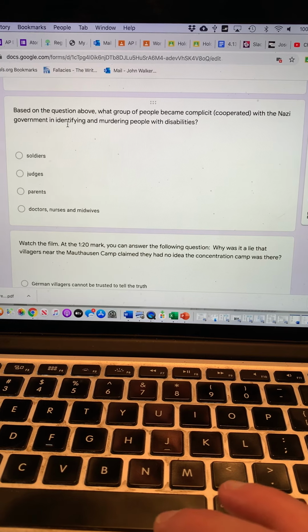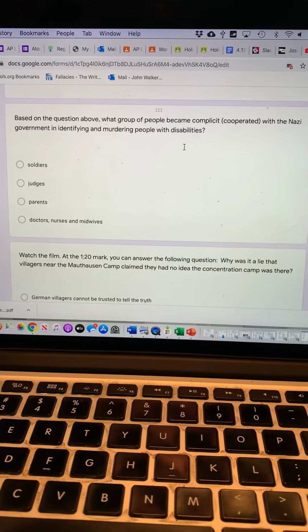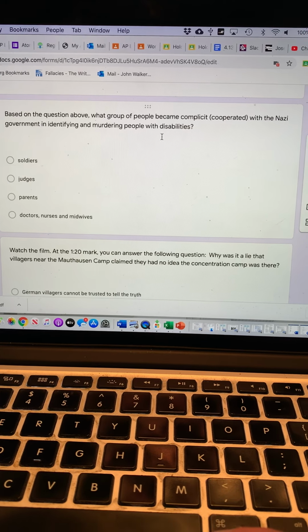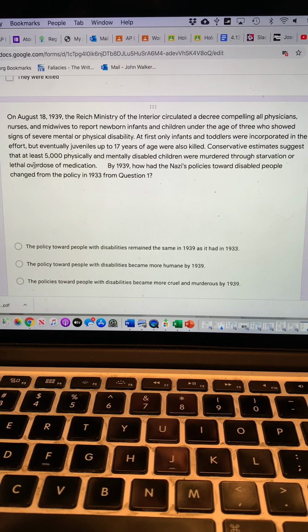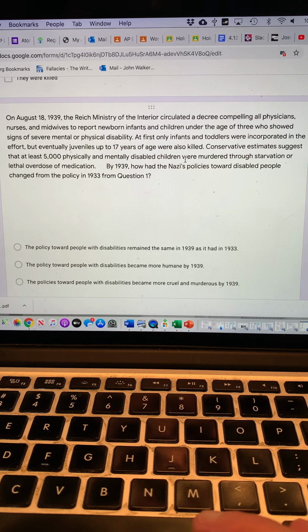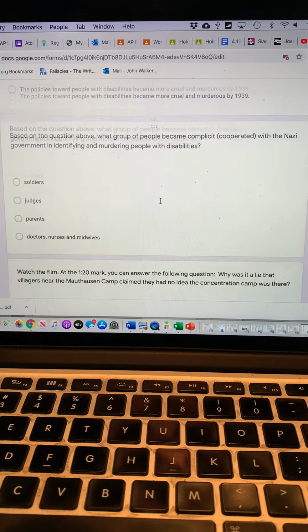the Nazi government in identifying and murdering people with disabilities? So this law said that what type of people had to identify and then murder people with disabilities through either lethal overdoses of medication or through starvation. Who were the people who had to do that? And from above, was it soldiers, judges, parents, or doctors, nurses, and midwives? So you'll look at this up here and see who are the people who were being compelled to report and then to murder these children.